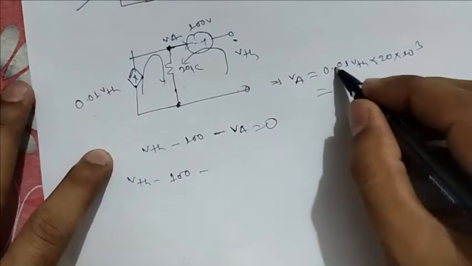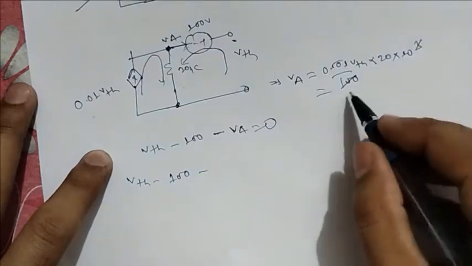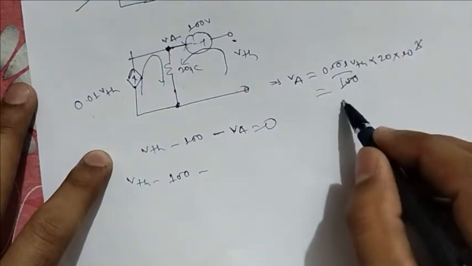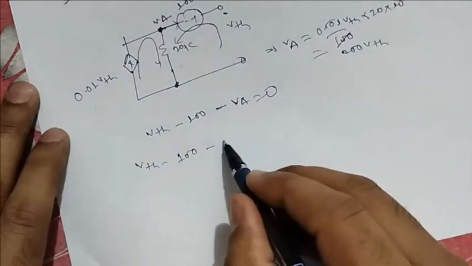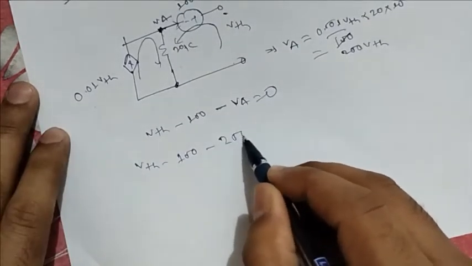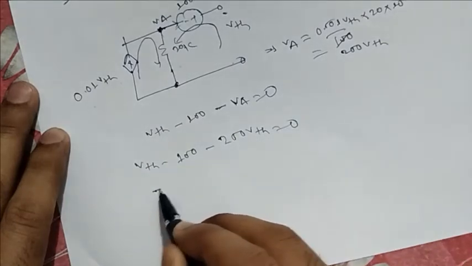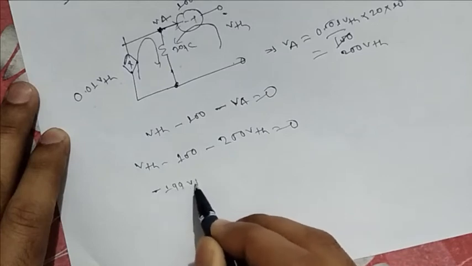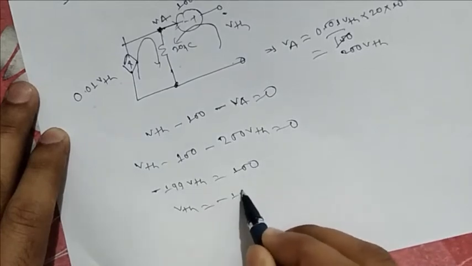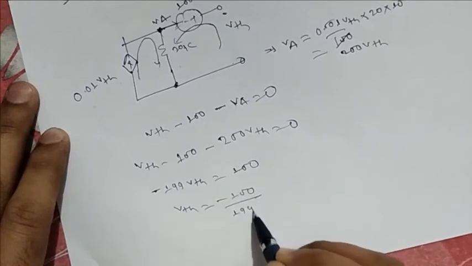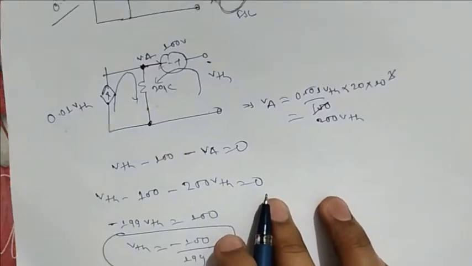Now if you calculate this one, this is 100, this goes here. Now what is it going to give me? This is 200 VTH. Now here if I write 200 VTH equal to 0, what is it going to give me? Minus 199 VTH is equal to 100. Now VTH is equal to minus 100 by 199. So this is your VThevenin of this circuit.